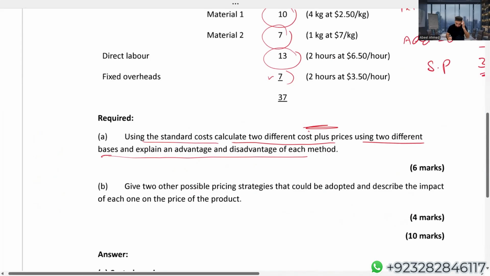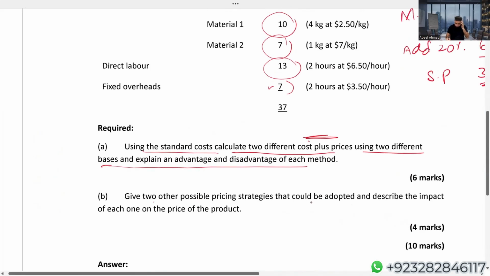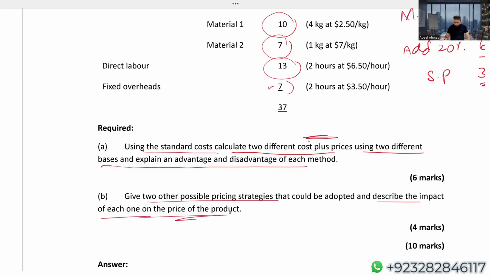Now let's talk about part B. Give two other possible pricing strategies that could be adopted and describe the impact of each one on the price of the product. 4 marks. You can go for price skimming. What do you mean by this? Your company can go for price skimming. If you go for price skimming, initially you will be charging a high price. And it is only possible when your product is altogether new. If your product is altogether new, then you should go for price skimming.